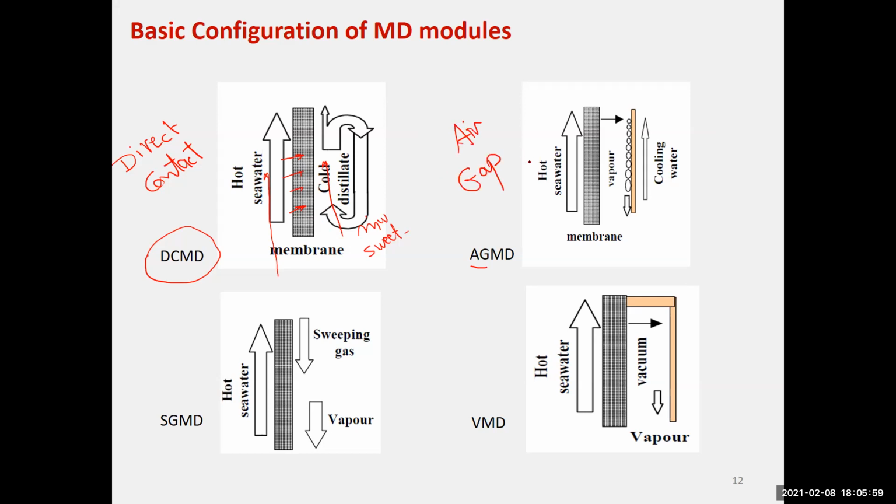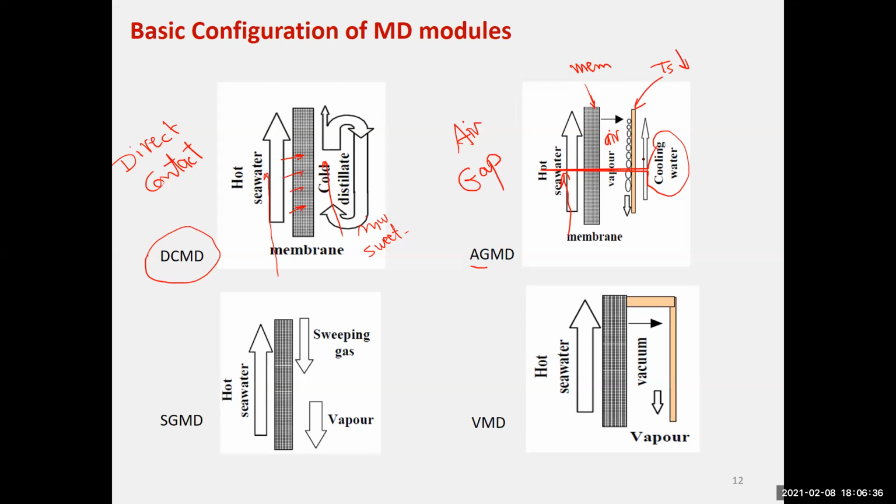gap membrane distillation. Left-hand side is the same. We have hot water passing here, and we have the membranes. From the right side of the membrane, there is a compartment with only air in. And there is a cold surface here, which is cooled by cooling water. So the cooling water here has a target of maintaining this surface cold, so that condensation of the vapor occurs on the surface.